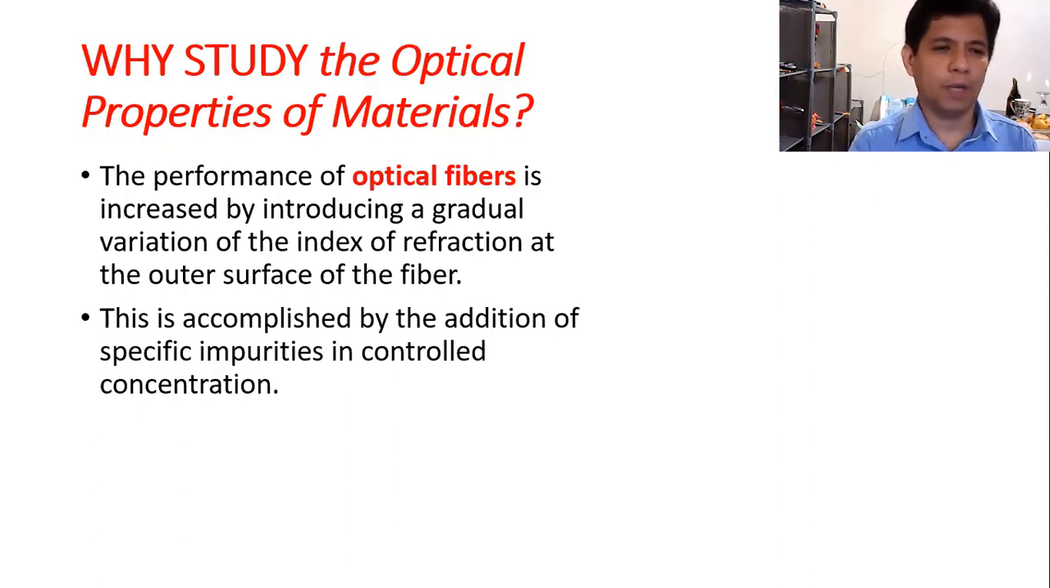The performance of optical fiber is increased by introducing a gradual variation of the index of refraction at the outer surface of the fiber. Siyempre, kailangan medyo mababa yung index of refraction or iba yung index of refraction dun sa surface, para hindi makalabas yung wavelength, yung energy, di ba? Yung electromagnetic wave. So this is accomplished by addition of specific impurities in controlled concentration. So, yan yung isang application na yun. Solar, tapos fibers, optical fibers. Okay?